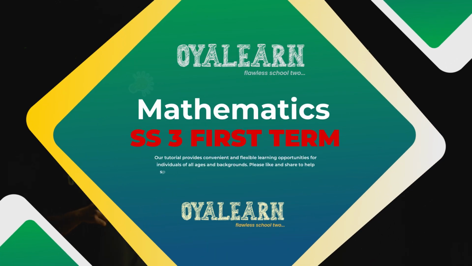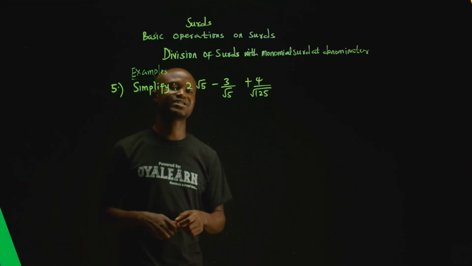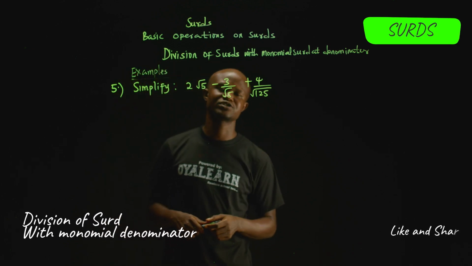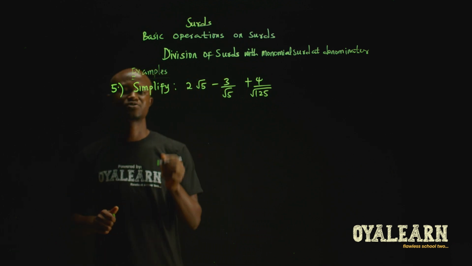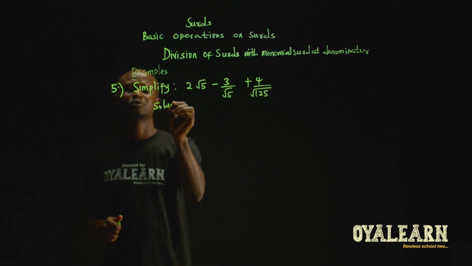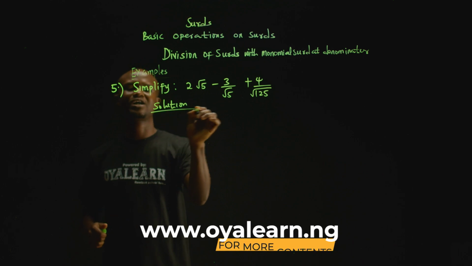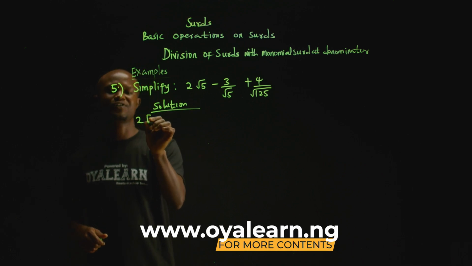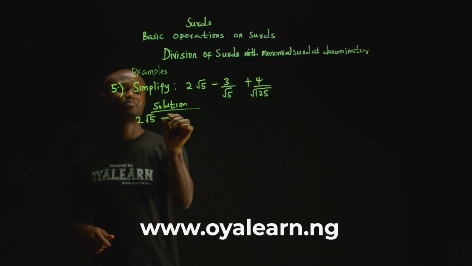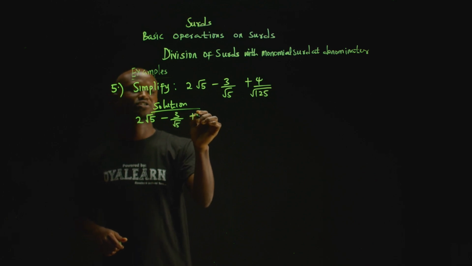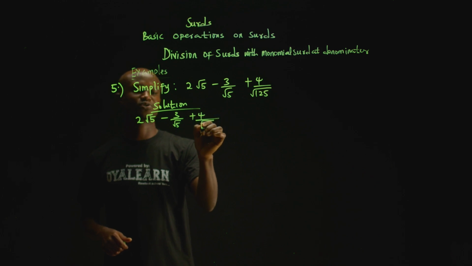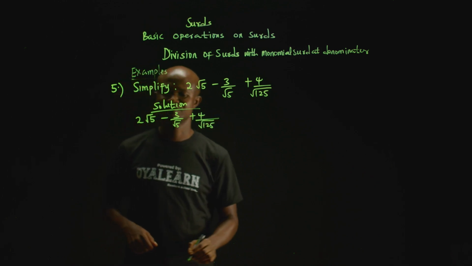Simplify 2 root 5 minus 3 divided by root 5 plus 4 divided by square root of 125. Solution. We have this to be 2 root 5 minus 3 divided by root 5, then plus 4 divided by square root of 125.